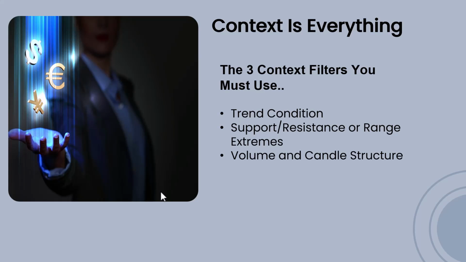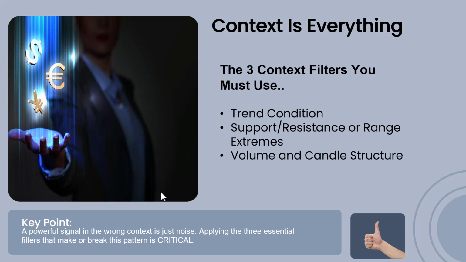But just to give you the three, we want to look at the trend condition. We want to look at support and resistance lines, or perhaps even range extremes. And finally, volume and candle structure. All three of these must be looked at. It's no good just looking at one, just to reinforce that key point. And a powerful signal in the wrong context is just noise.